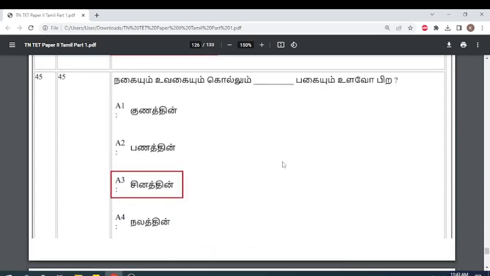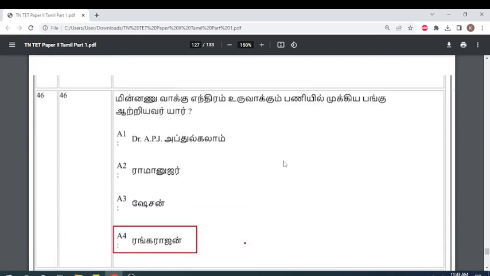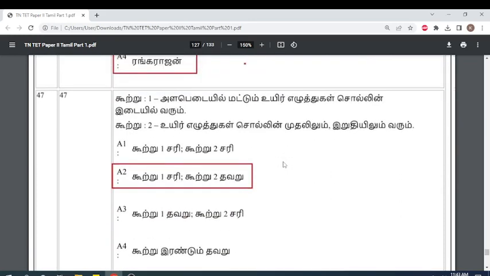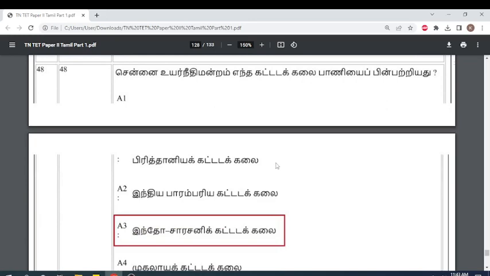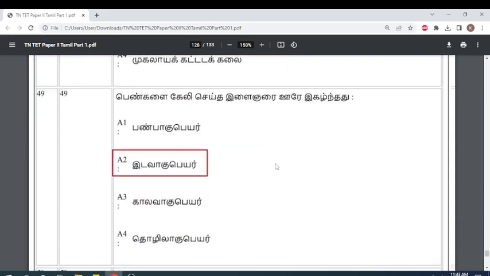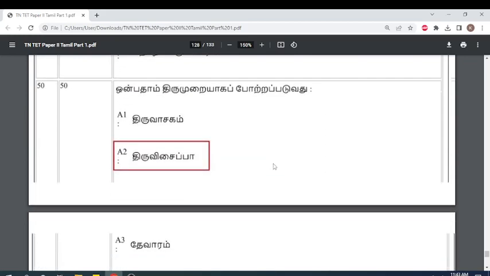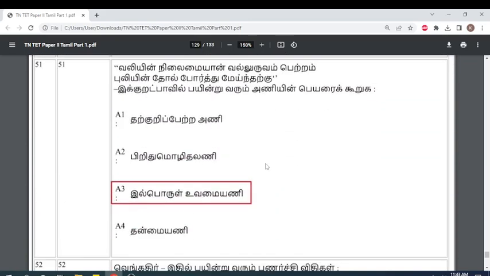45 question or answer A3. 46 question or answer A4. 47 question or answer A2. 48 question or answer A3. 49 question or answer A2. 50 question or answer A2. 51 question or answer A3.